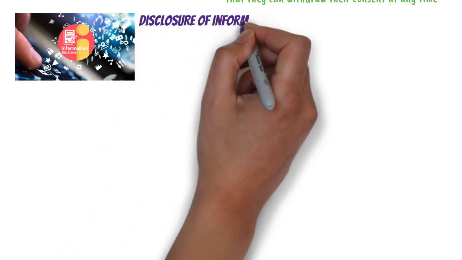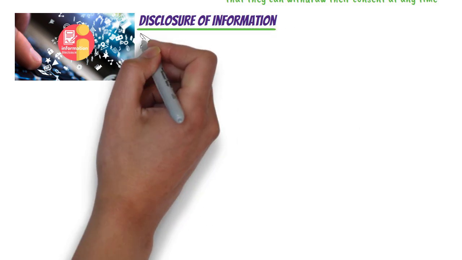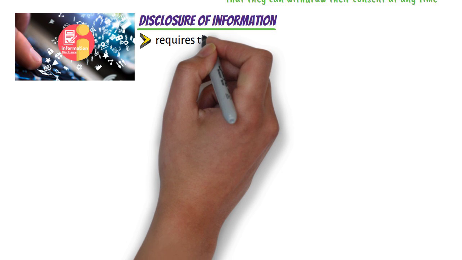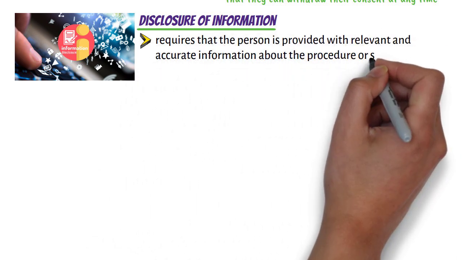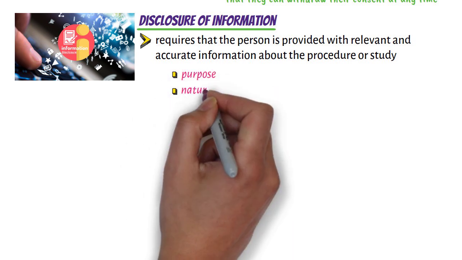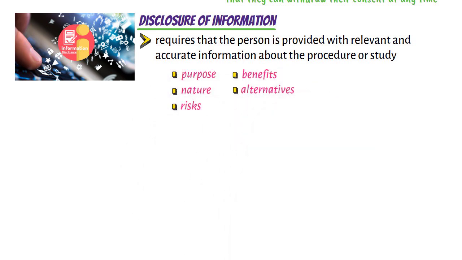Third, disclosure of information. The third element of informed consent is disclosure of information, which requires that the person is provided with relevant and accurate information about the procedure or study, including its purpose, nature, risks, benefits, and alternatives.